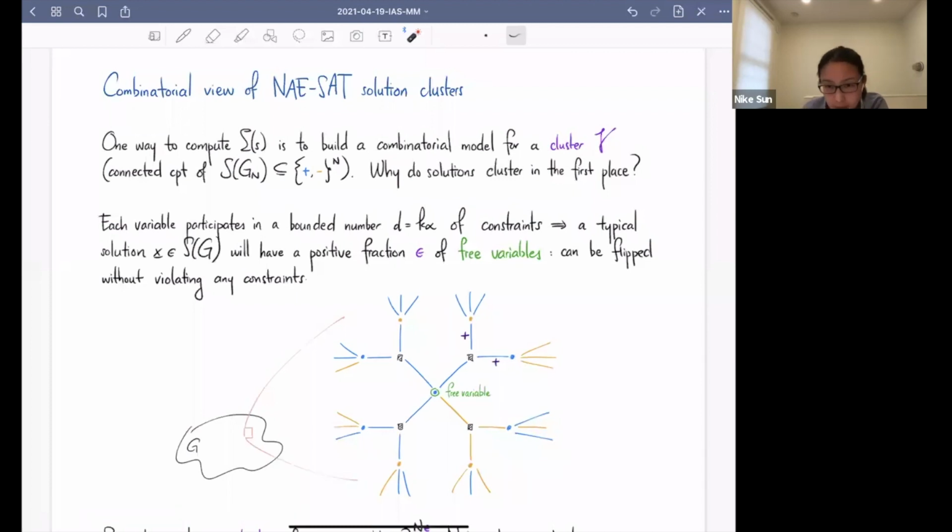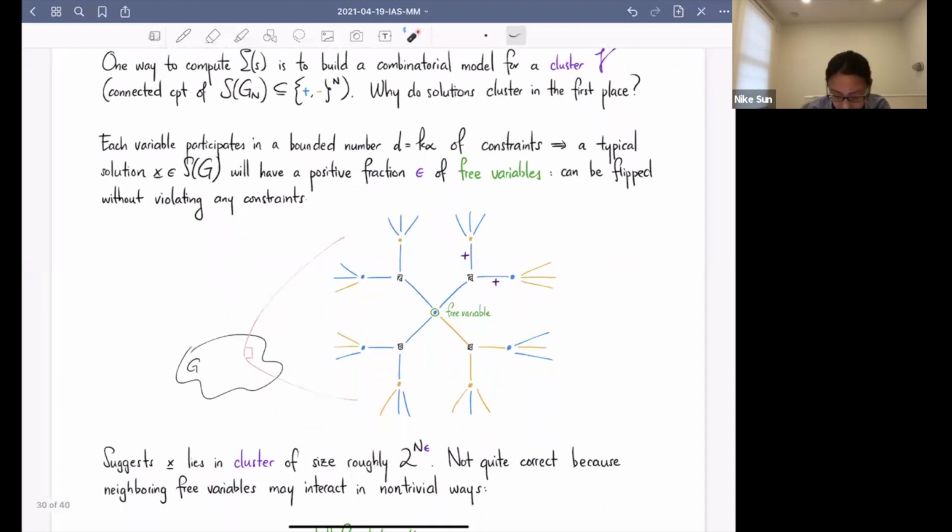When k is large, and when the degree is large, so it will participate in many clauses, and there will be many variables here. So it's not extremely likely for this to happen, but d and k are constant. So there will be some positive epsilon fraction where this does happen. And it suggests that x would lie in a connected component of size roughly 2 to the n epsilon, because if you have n epsilon free variables and you can flip each of them plus minus, that would suggest that you have a cluster of this size.